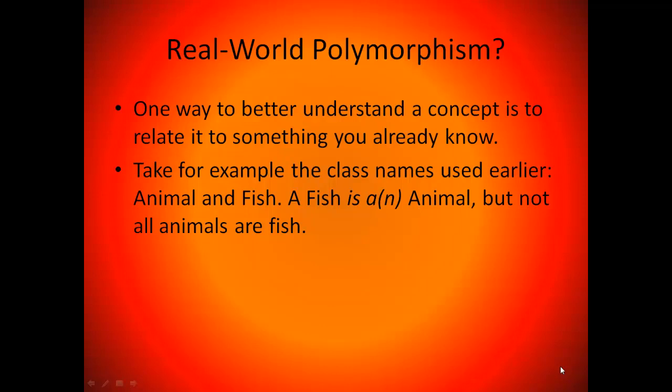Polymorphism exists in the real world and can be used to help understand the concept in Java. Take for example again the two classes defined at the start of the video, Animal and Fish. This relationship makes sense because a fish is an animal, but not all animals are fish.